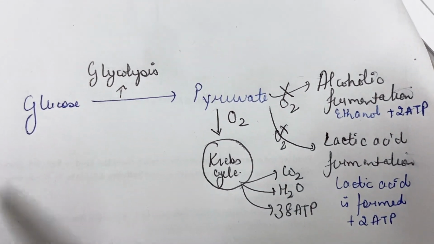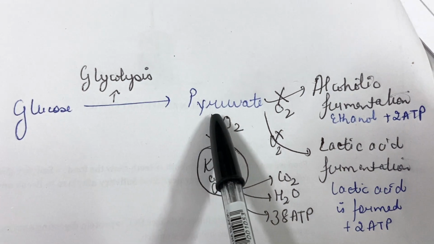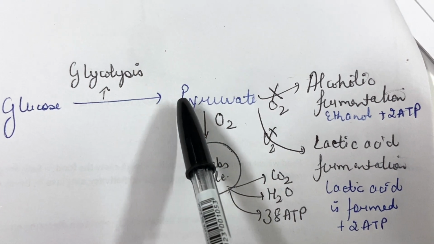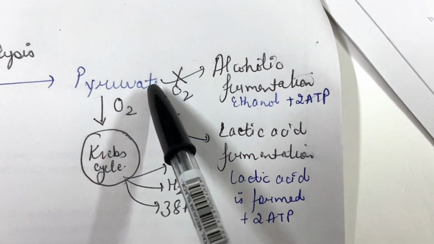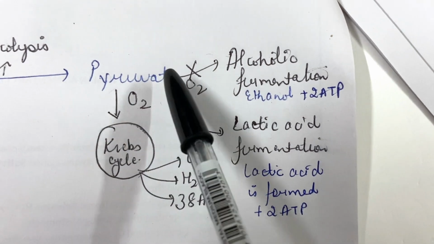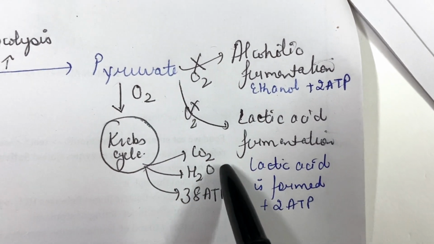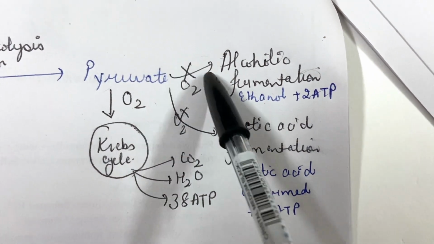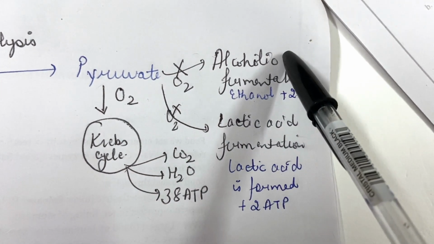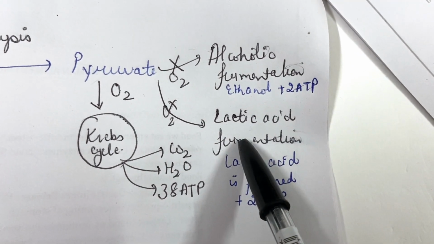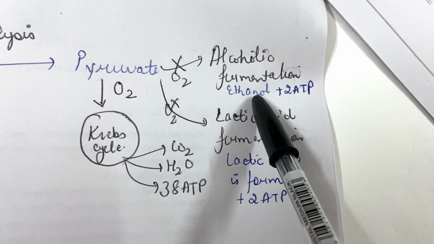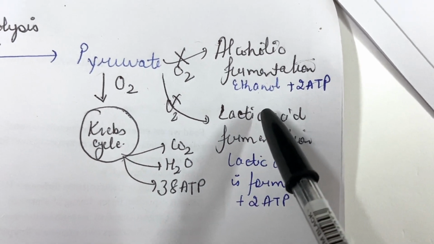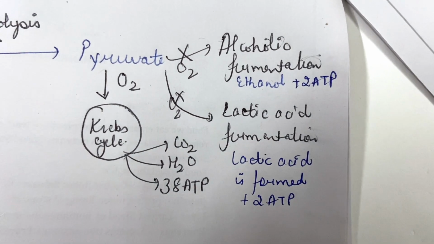So the first step is glucose is converted to pyruvate by the process of glycolysis. This is common for both aerobic and anaerobic organisms. But if after formation of pyruvate oxygen is available, the pyruvate enters the Krebs cycle leading to formation of 38 ATP, carbon dioxide and water. But after formation of pyruvate, if oxygen is not available, either alcoholic fermentation or lactic acid fermentation takes place, leading to formation of ethanol in alcoholic fermentation and lactic acid in lactic acid fermentation.